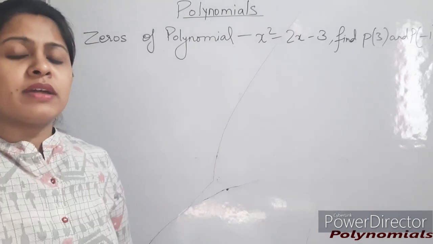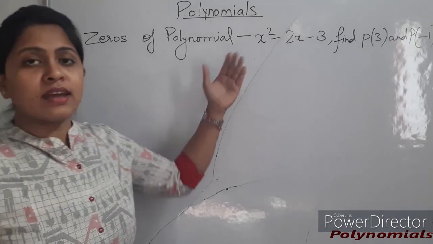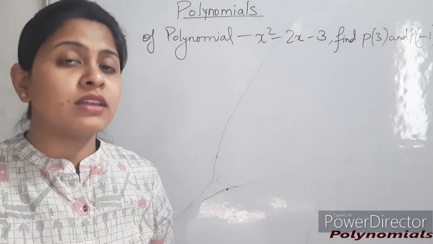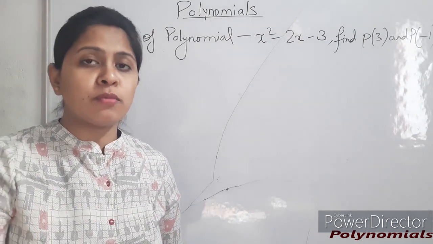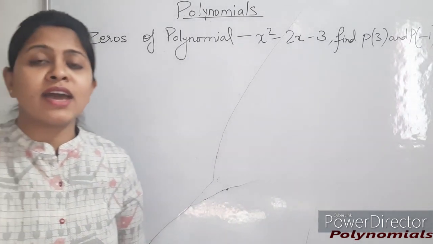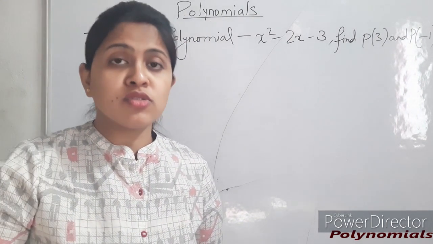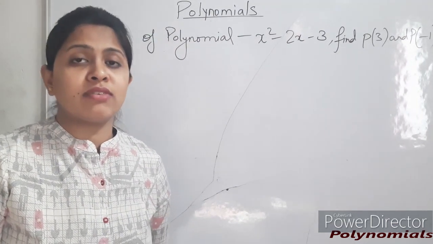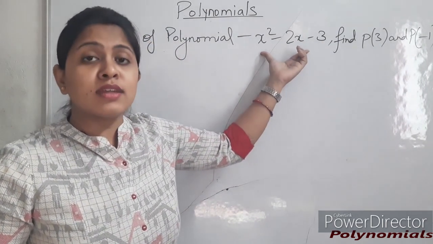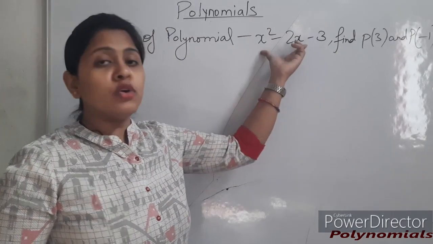Okay. So now comes our zeros of polynomials. Suppose an example is given, the equation x square minus 2x minus 3, and the question says find p(3) and p(minus 1). To check whether the given numbers are zeros of the polynomial, the first step is to put their values in the given equation.